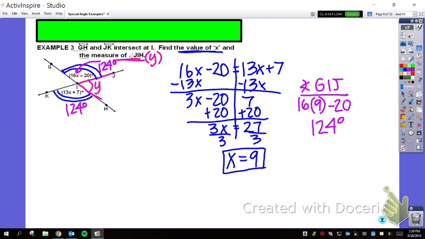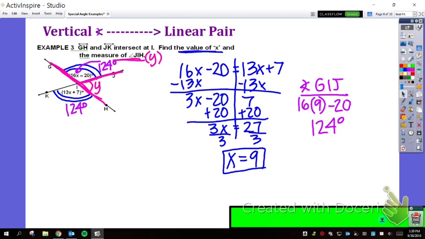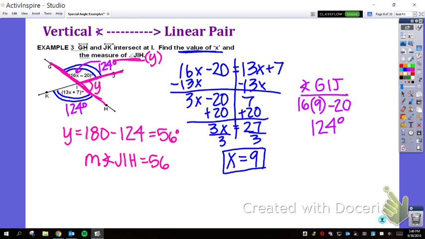So to find y, we know that these two angles form a linear pair, which means they equal 180 together. So we started with vertical angles, but now we have to use our linear pair to find what y is. So to find y, we would just say 180 minus 124, which would end up giving us 56 degrees. So the measure of angle JIH would equal 56 degrees. And then you're done.